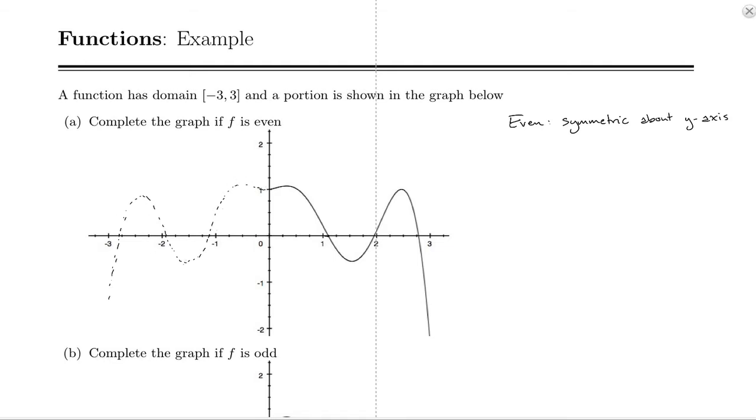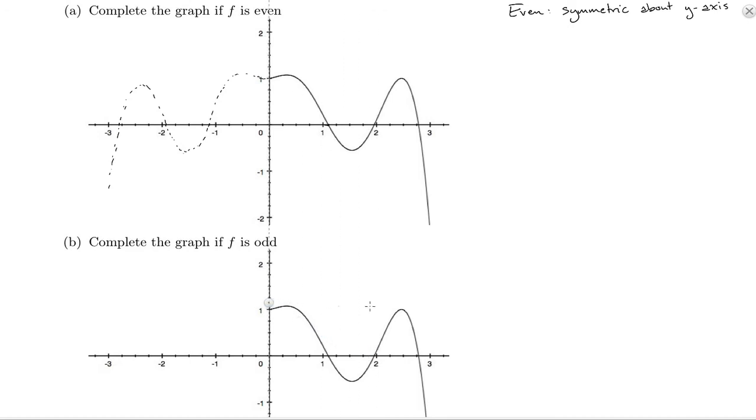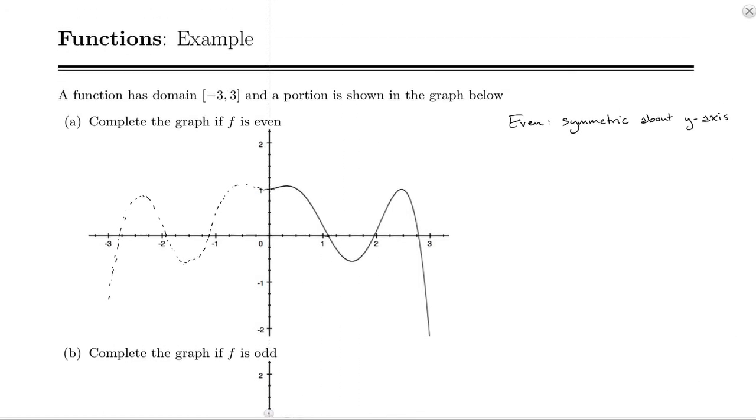Now I'm going to cheat and use my symmetry tool. I need to move it over. And I'm just going to trace the curve to the right. There we go. You can see my little sketch was not very close. Okay, so there's our completed graph if it's even, because it's symmetric about that line.